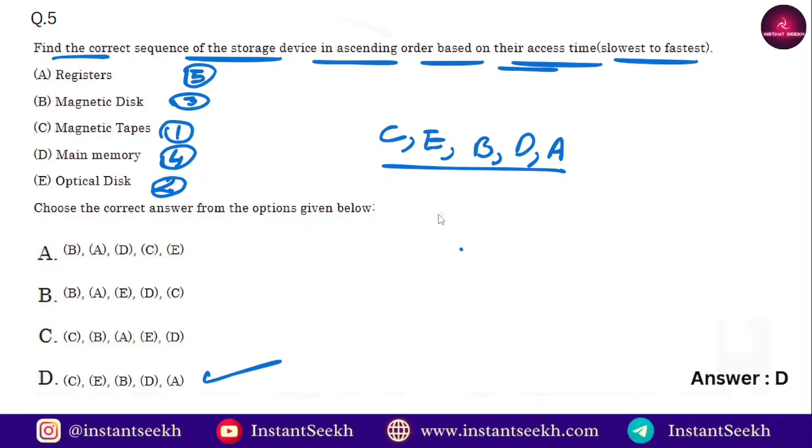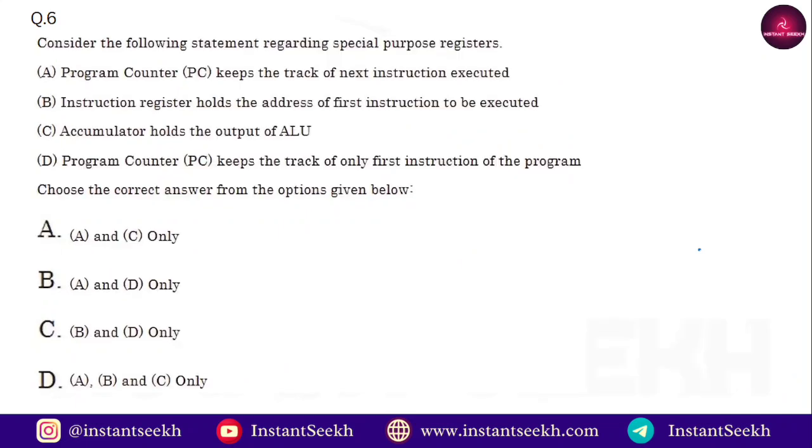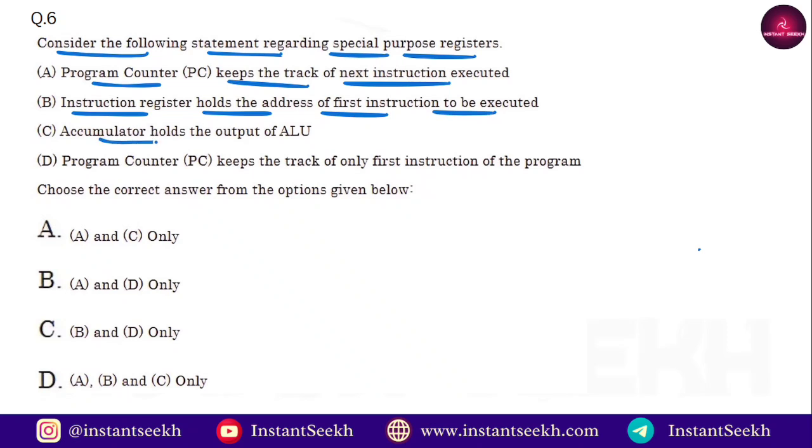Let's move on to the next one. Let's see the next question, that is question number 6. What it is stating: consider the following statements regarding special purpose registers. PC, program counter, keeps the track of next instruction executed. Instruction register holds the address of first instruction to be executed. Accumulator holds the output of ALU. Program counter keeps the track of only first instruction of the program. From the above, we need to identify which of the statements are correct.